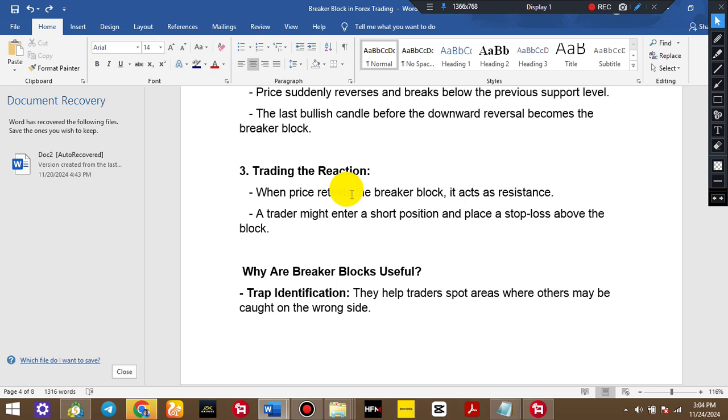Why are breaker blocks useful? Now, what are the reasons as a trader? Why do you need this breaker block? Why is it so important that some people take it as their own way or their own strategy?